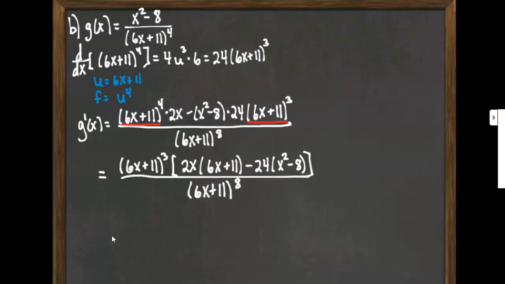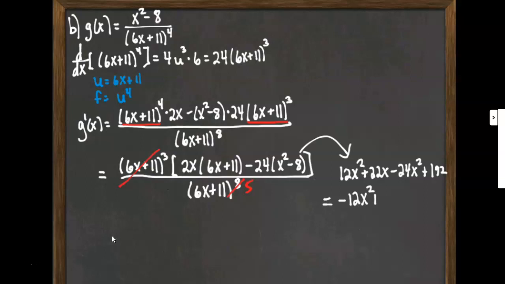Okay, now at this point, we say to ourselves, well, hey, look, I have a 6x plus 11 to the 3 that I took out, and a 6x plus 11 to the 8th. So let's go ahead and cancel out 3 of those from the top with 3 from the bottom. That'll leave us with a 6x plus 11 to the 5th power. And now, before I put it all back together, I'm going to go ahead and do a little bit of simplifying.